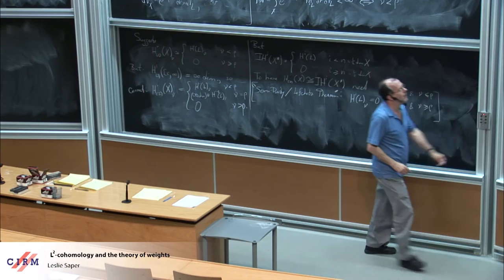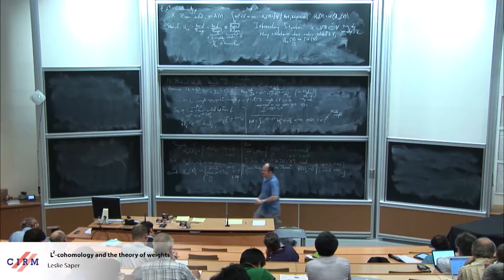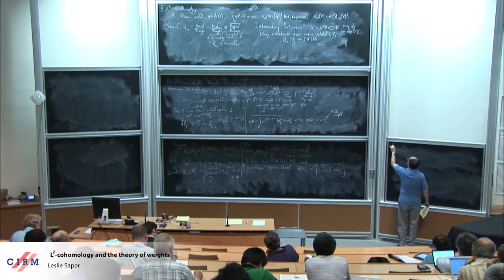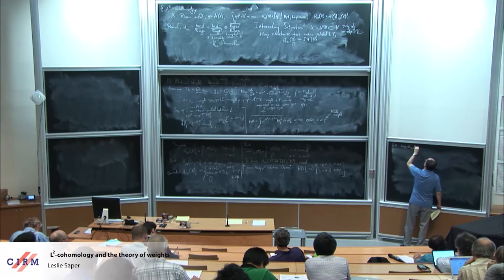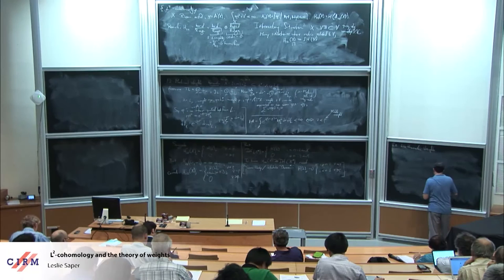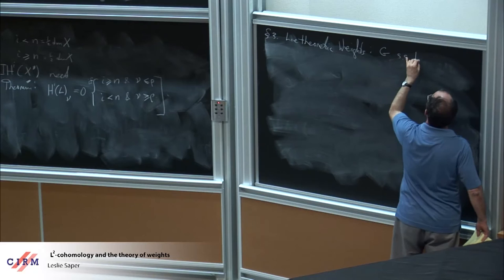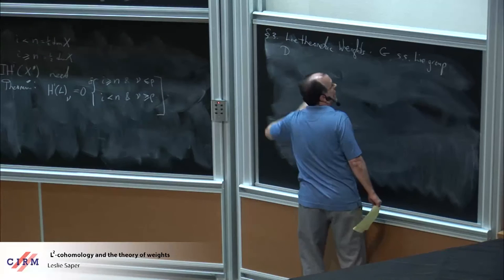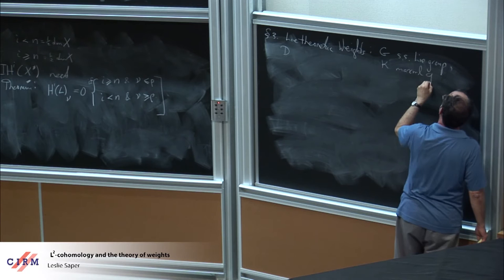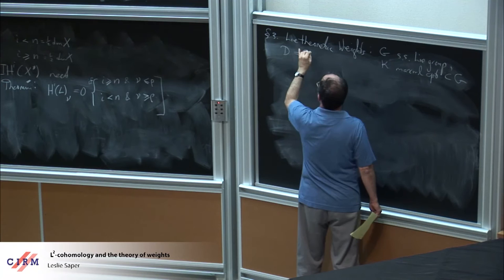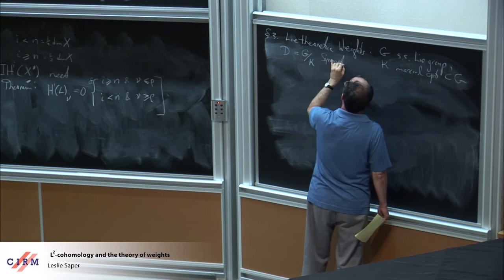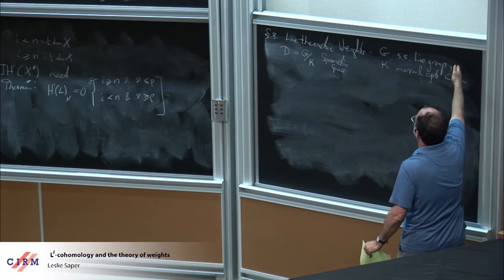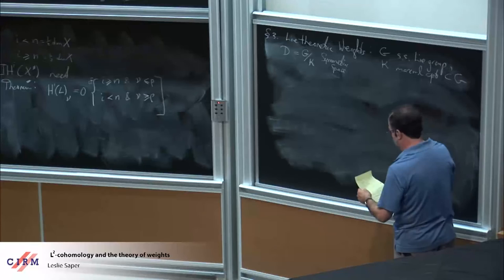So let me go over here. Let me talk about a situation where there's another type of weight, and these are Lie theoretic weights, or representation theoretic weights. So I want G as a semi-simple Lie group, and K a maximal compact subgroup, and D I'll denote the corresponding symmetric space with the invariant metric. Well, G could have some compact factors, but this isn't going to be of much interest unless G is actually non-compact.